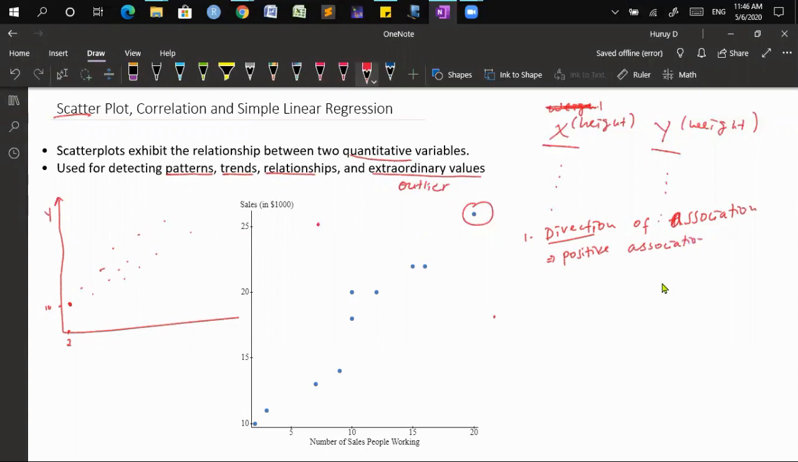Okay, but if, let me put this. If we have, for example, something like this, as you can see now, the pattern is going downwards. So here we have negative association.